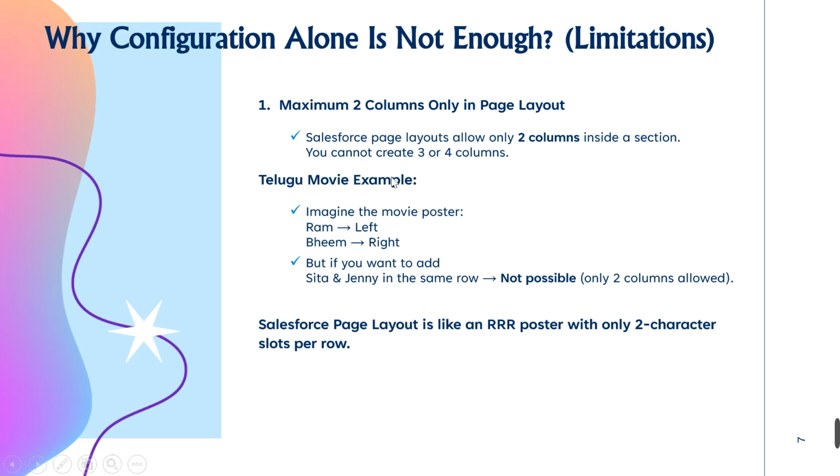Okay. So we'll try to understand that with this movie example. We'll imagine there is a movie poster, RRR. Ram is on the left and Bheem is on the right. Suppose you want to add Sita or Jani in the same row, that is not possible, right? Because from admin we are only getting 2 columns allowed. So Salesforce page layout is like an RRR poster with only 2 character slots per row.